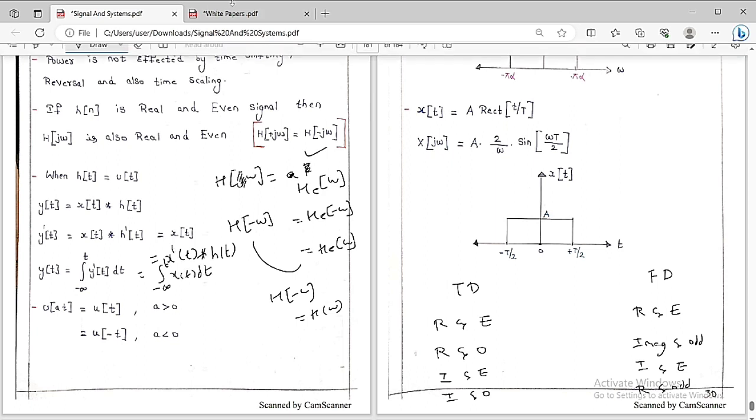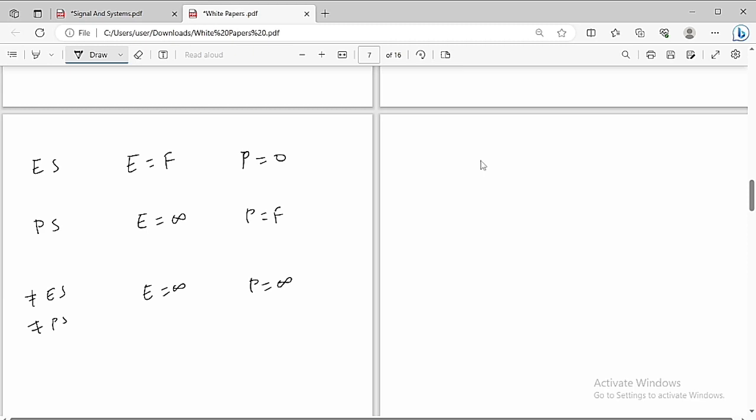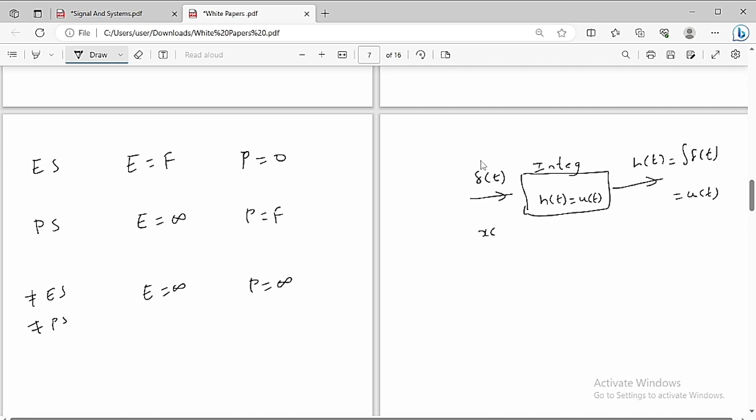What I am trying to tell you is very simple. Let me tell you the idea. Suppose we take a system, this is basically an integrator. Here the impulse response h of t is equal to u of t. Why is it like this? Suppose we give delta of t, then h of t is the integration of delta of t, the integration of the input, which is nothing but u of t. Suppose the input is x of t, then the output y of t is the integration of the input, so it is the integral from minus infinity to t of x of t dt.